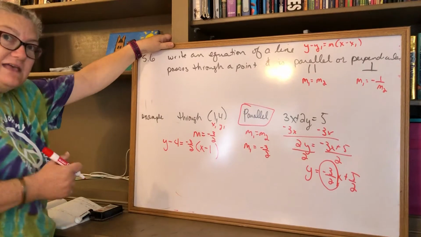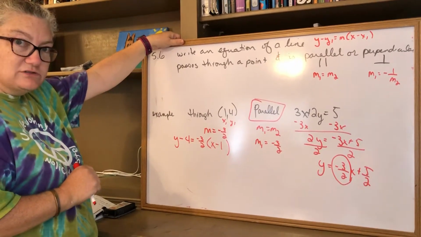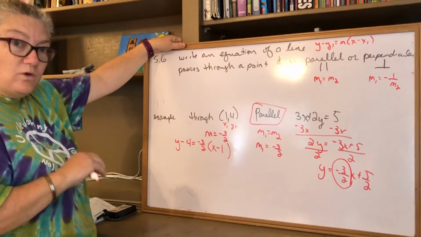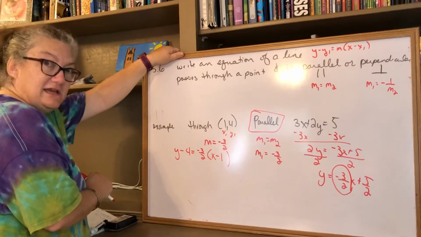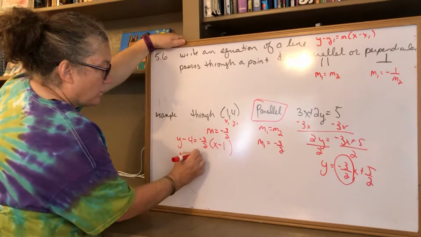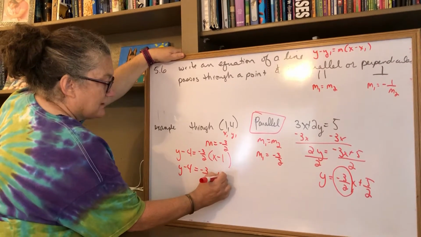Now on Connect Math, they may ask you to write it in standard form or they may write it in slope-intercept form. So you just have to be careful on any question and read what form they want them in. So let's solve this. We're going to put ours into slope-intercept form. So I'm going to have y minus 4 equals negative 3 halves x plus 3 halves.